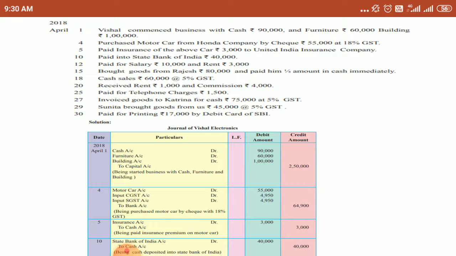Then April 20 received rent rupees 1,000 and commission rupees 4,000. So these are receivable, so it is an income for us. Then next April 25 paid for telephone charges rupees 1,500.